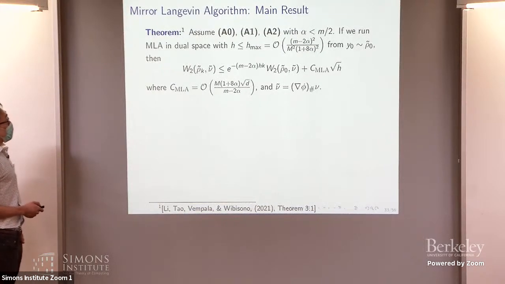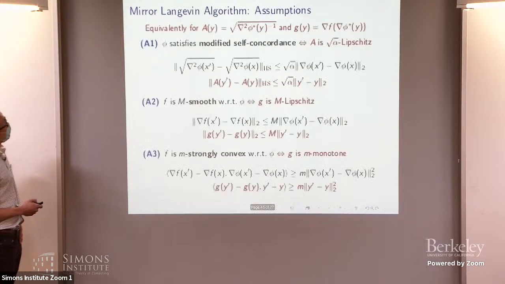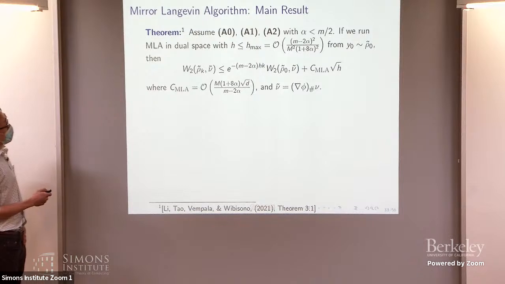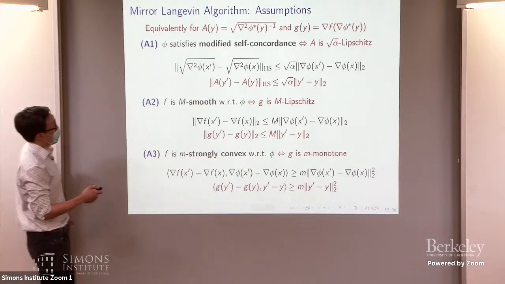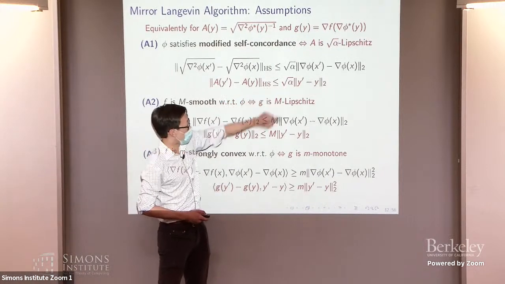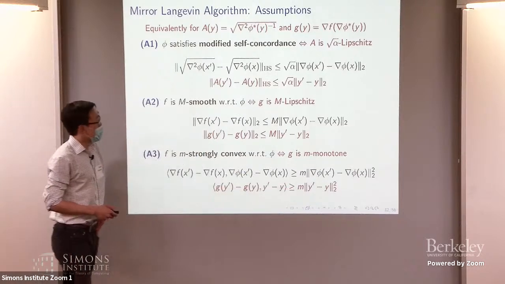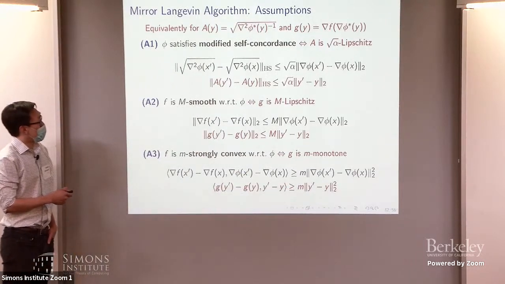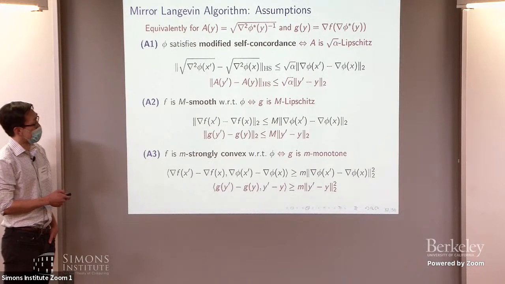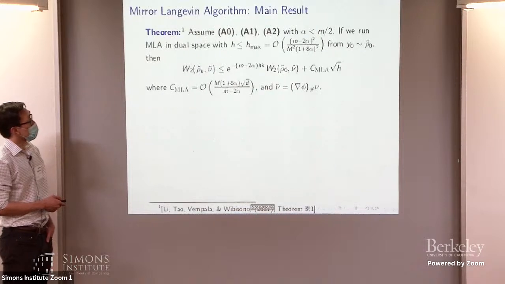And here's the main result. So assume A1, A2, A3. And the main important requirement is that the self-concordance parameter alpha is bounded above by m/2, where alpha is the parameter in the modified self-concordance, and little m is the strong convexity constant. So we require that this alpha does not go too large. It has to be less than m/2 here.